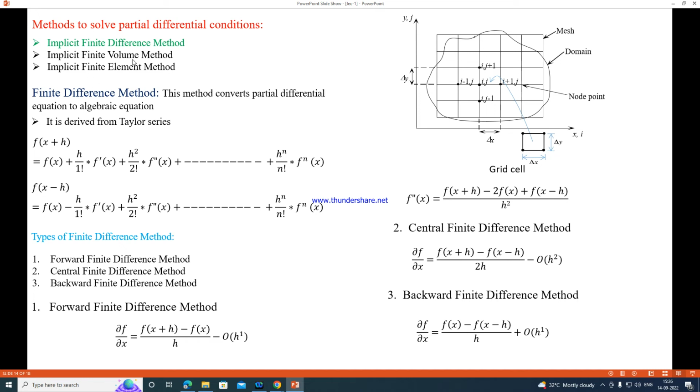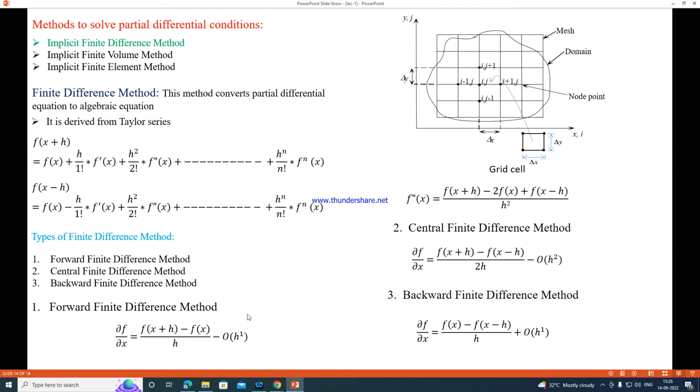These are the different types of methods to solve the partial differential equation by using numerical techniques, but this is the only one we are using here. This is the Taylor series: f of x plus h is equal to f of x plus h by 1 factorial f dash. From this only the finite difference method has been derived. Types of finite difference: forward, central, and backward. Forward finite difference means f of x plus h minus f of x divided by h, and the order of the error is 1 here.